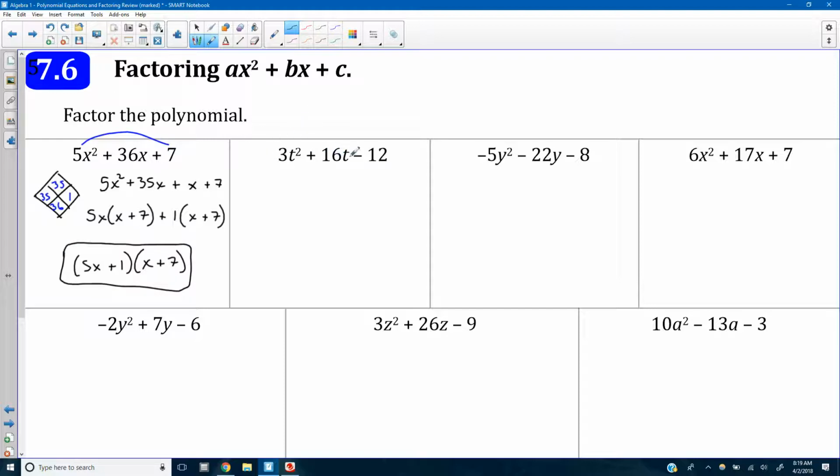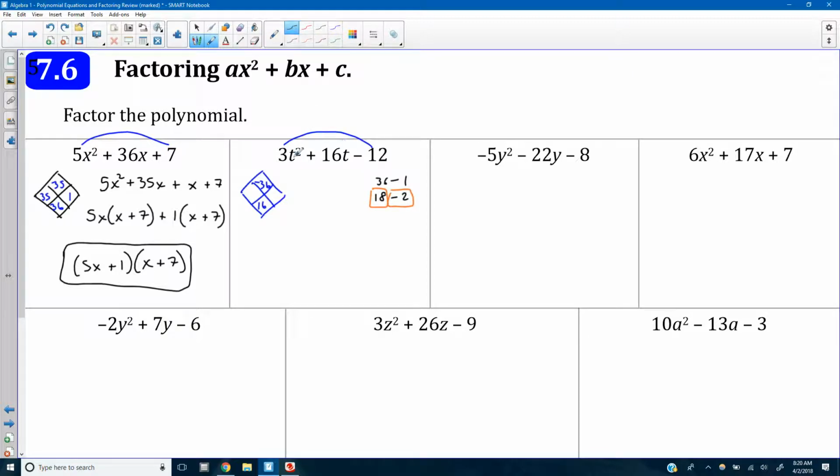3t squared plus 16t minus 12 almost has the greatest common factor of 3. It appears that this one does not. That's a shame. In fact, it doesn't look like any of these have a greatest common factor, but hey, you still deal with it as need be. So, 3 times negative 12 is negative 36. What two numbers multiply to become negative 36 and add to become 16? Let's try some numbers here. By the way, positive sum, negative product, so one positive, one negative. 36 and 1, no. 18 and 2, yes. So 18 and negative 2.